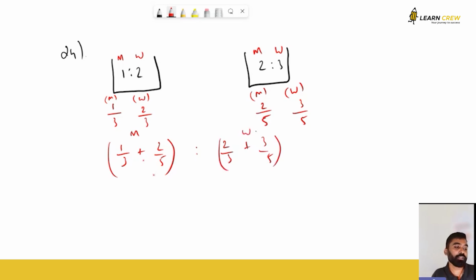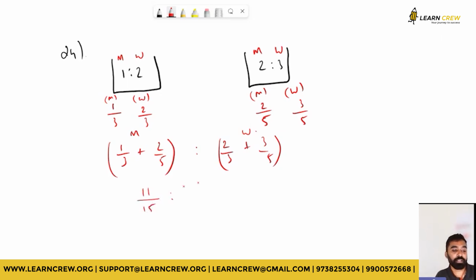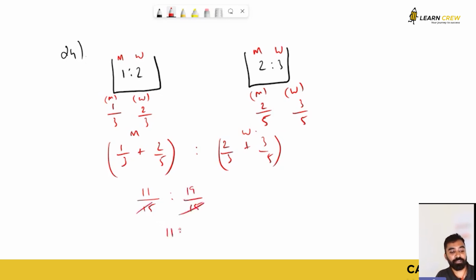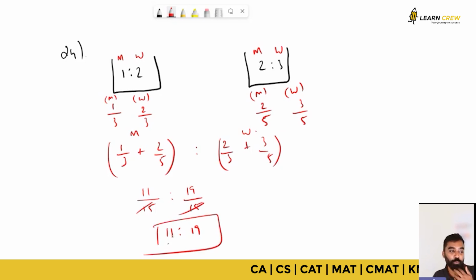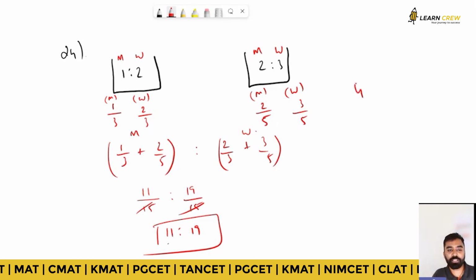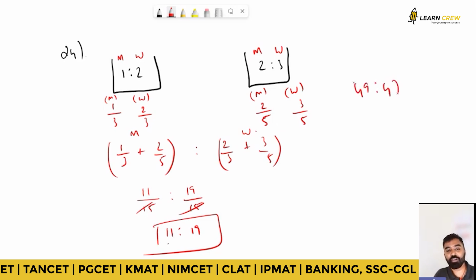This is going to be 5 plus 8, 13; 10 plus 9, 19; divided by 15 gets cancelled. 11:19. Okay, this becomes your answer for the 24th one. For the 25th one, in a similar way, when you do it, you will get 49:47. Have all got this or any doubts?